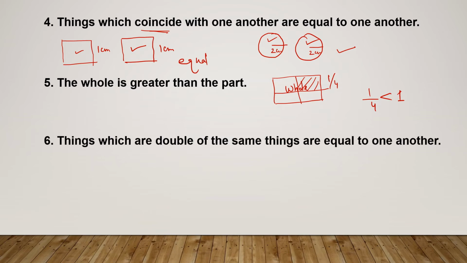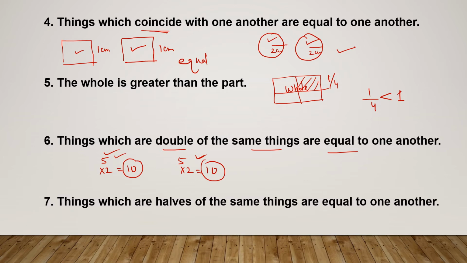The sixth axiom says that things which are double of the same thing are equal to one another. For example, if we have a number 5 and here also we have a number 5, these are the same things. Now we want to find the double of each. Double of this will be 10 and double of this again will be 10. So the doubles of the same things are also equal: 5 and 5, doubles 10 and 10, are equal to one another.